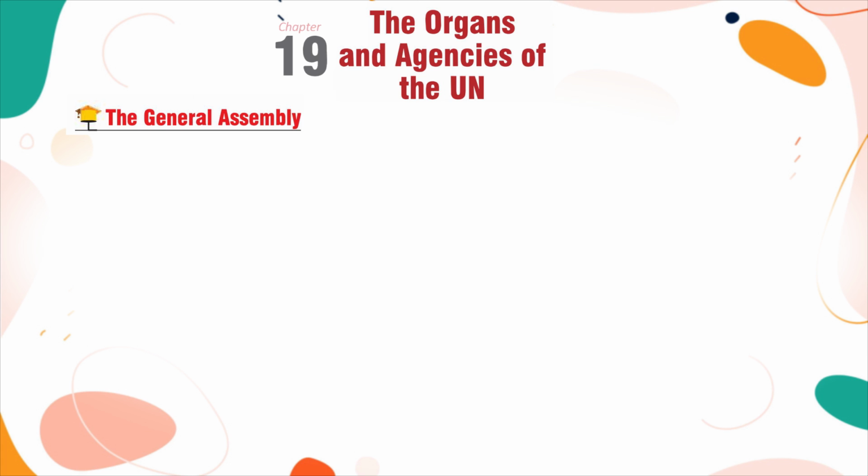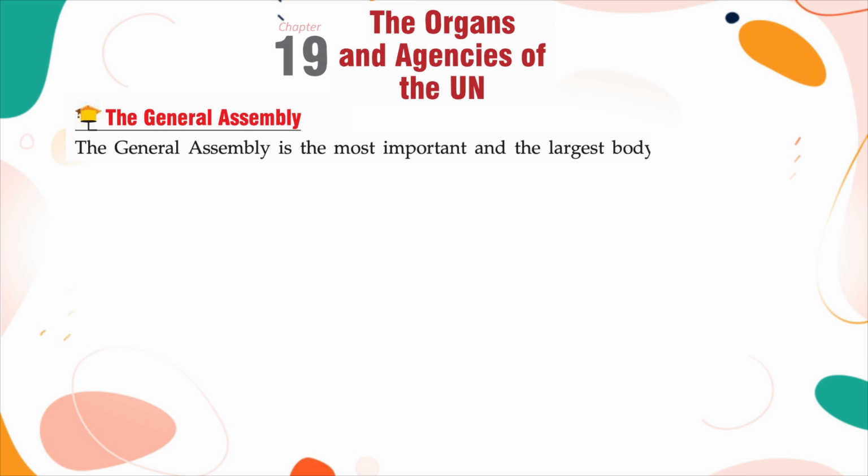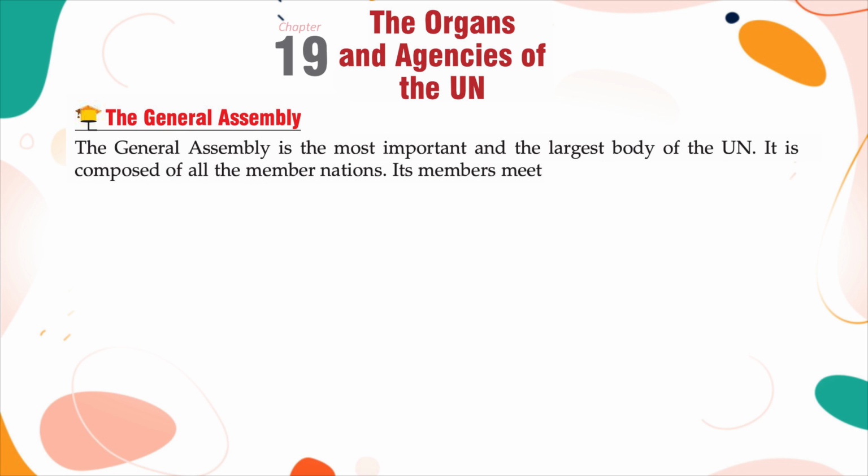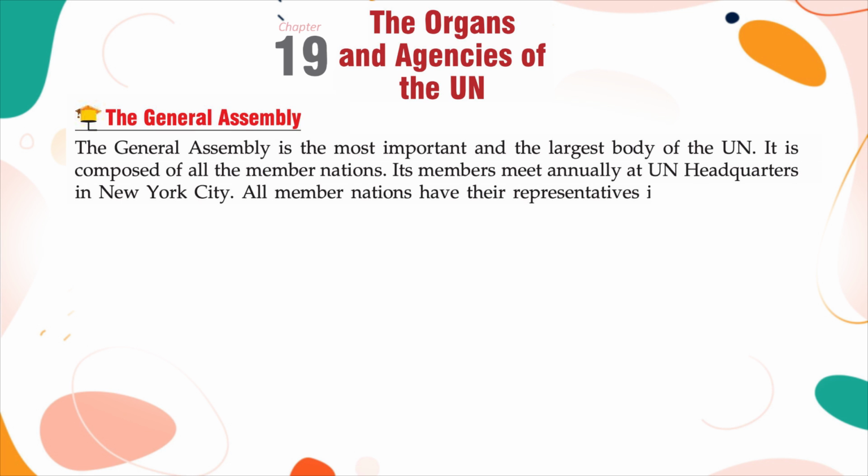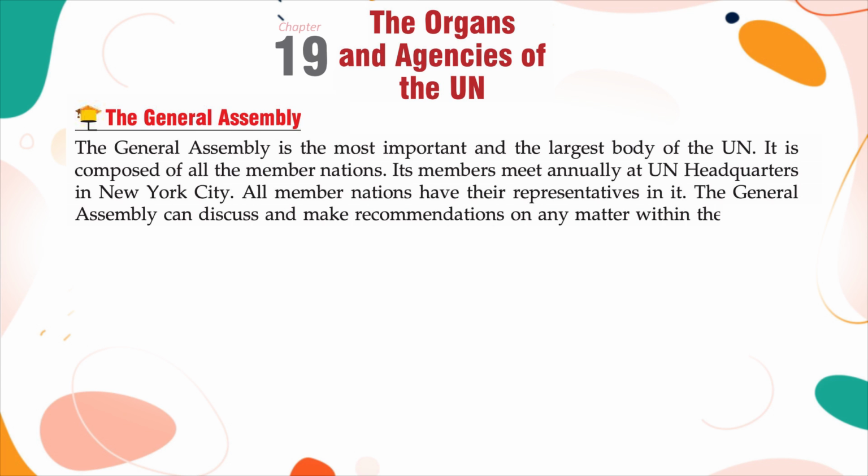The General Assembly. The General Assembly is the most important and the largest body of the UN. It is composed of all the member nations. Its members meet annually at UN headquarters in New York City. All member nations have their representatives in it. The General Assembly can discuss and make recommendations on any matter within the scope of the Charter. It has been called the town meeting of the world.